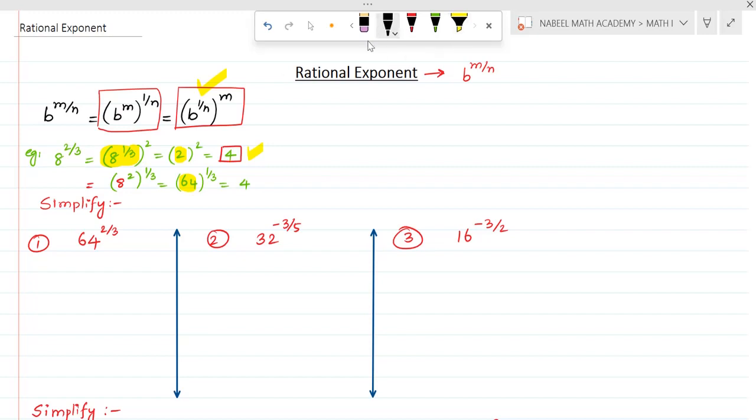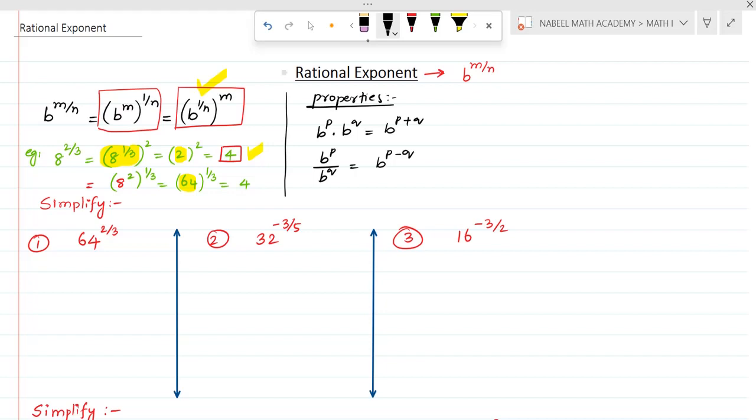Here we have the same properties for rational exponents. These are the properties. If you have b to the power p into b to the power q, with the same base, I can add the powers: p plus q. If it is divide, what will we do? We subtract. The condition is that b to the power q is not equal to 0.